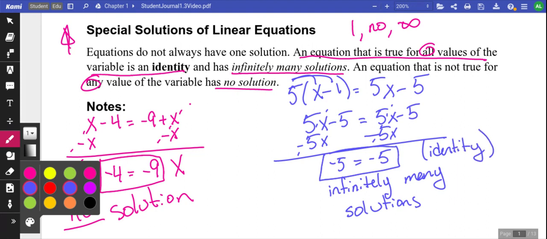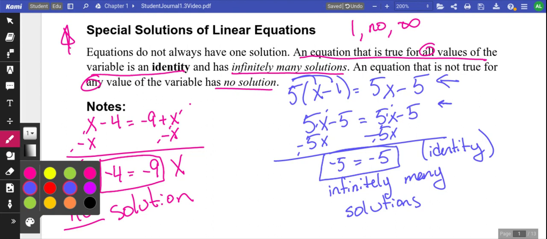We call it an identity because each side of the equation, as you can notice over here, is equal to the other. They're the exact same thing. After I distributed, we had the exact same thing on each side. So it doesn't matter what I plug in for x. If you plug in 1 or 13 or 13,000, this is always going to work and it's always going to be equal.